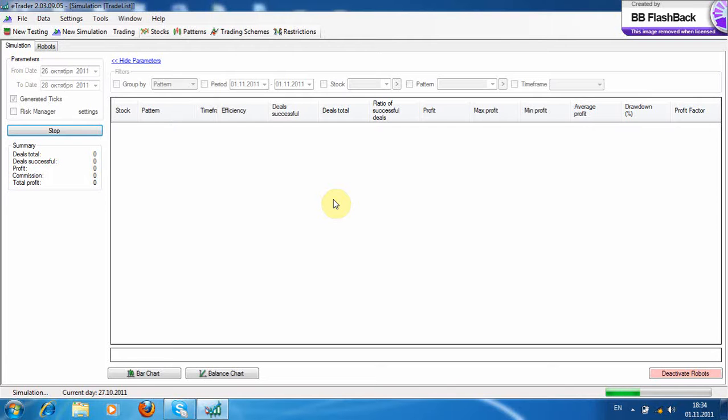It's extremely convenient because during simulation mode we actually see how each and every pattern works, how each and every stock that was traded works, and we can project the future based on this.